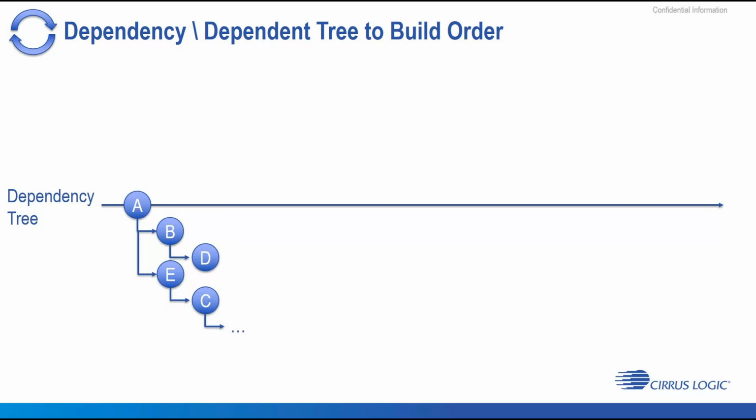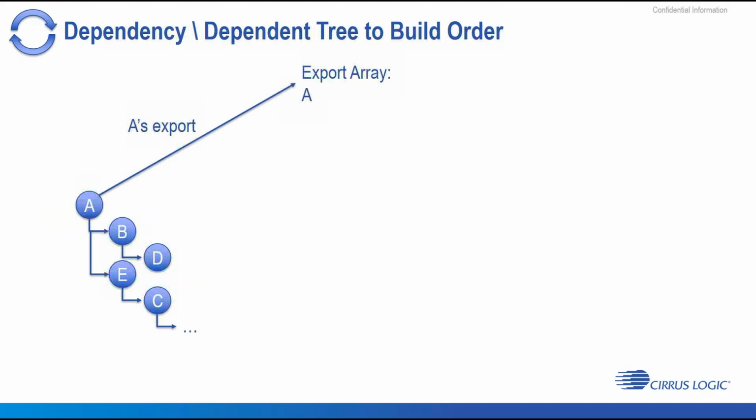Right. So I've got A, B, C, D along this line. How do I actually turn that into a build order? We actually start processing at A, and I build an array that has A's export inside of it. Now, A only has one export. That's why there's only one element in its array.